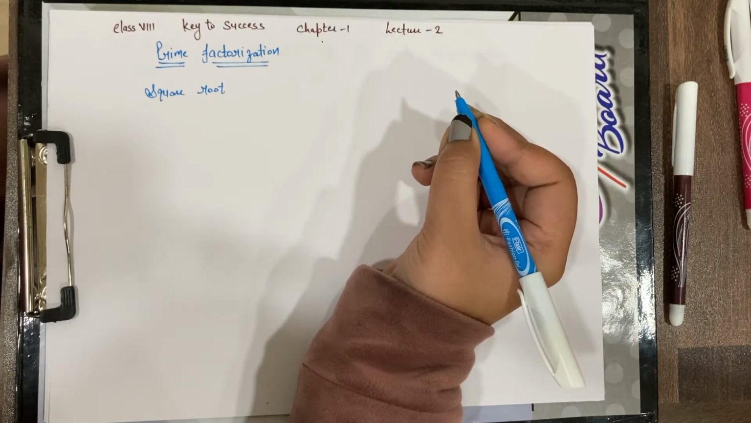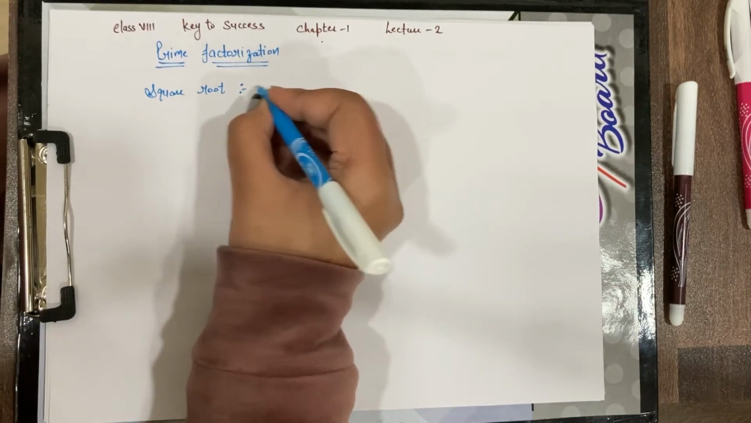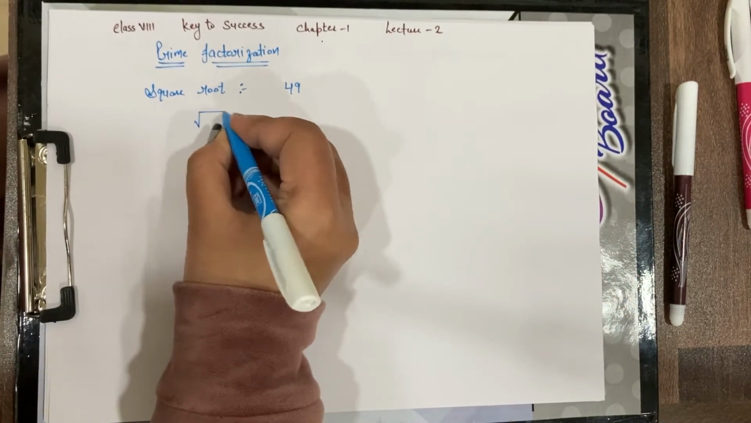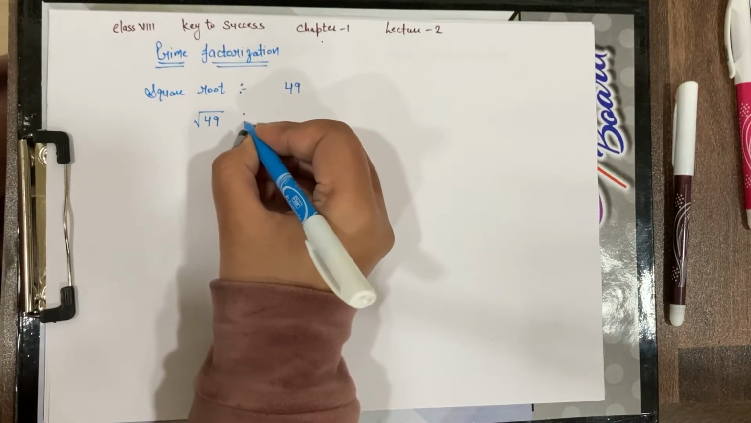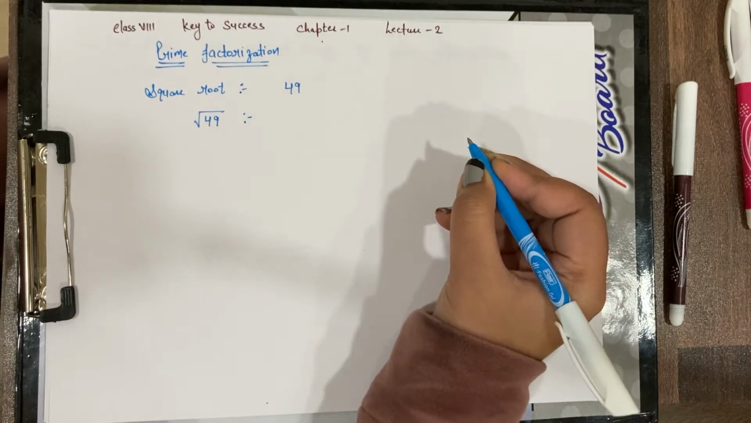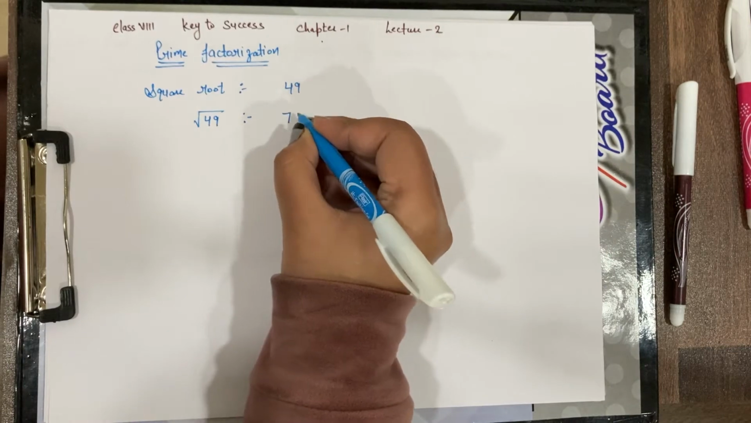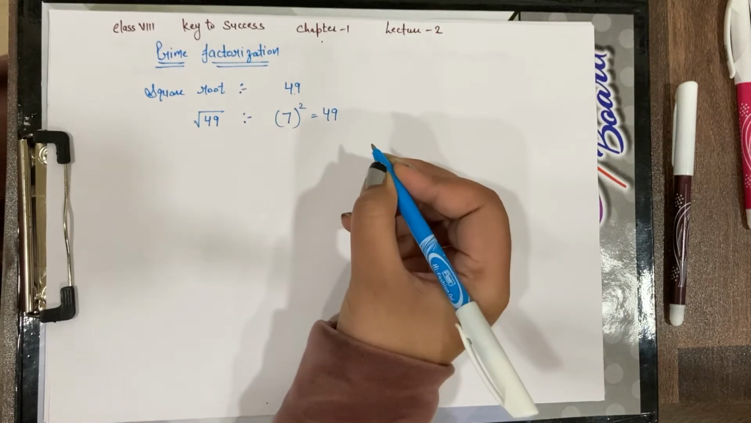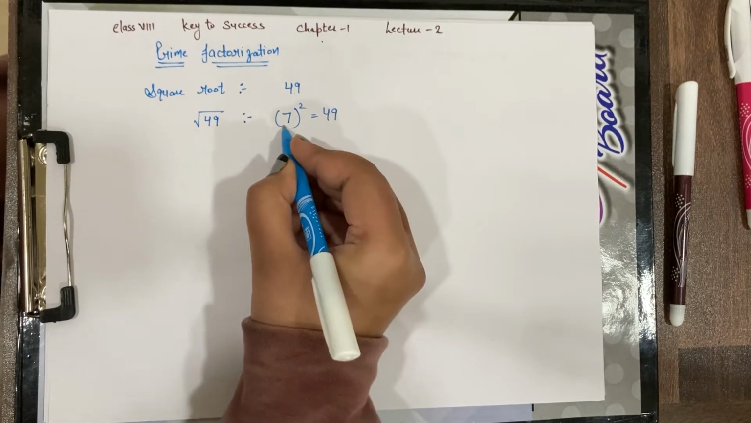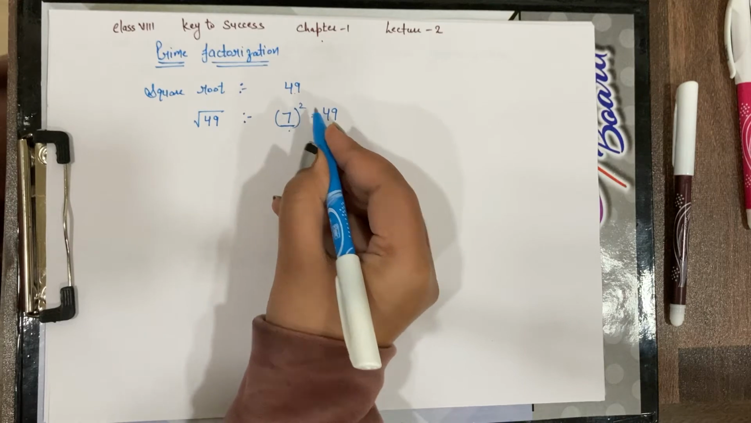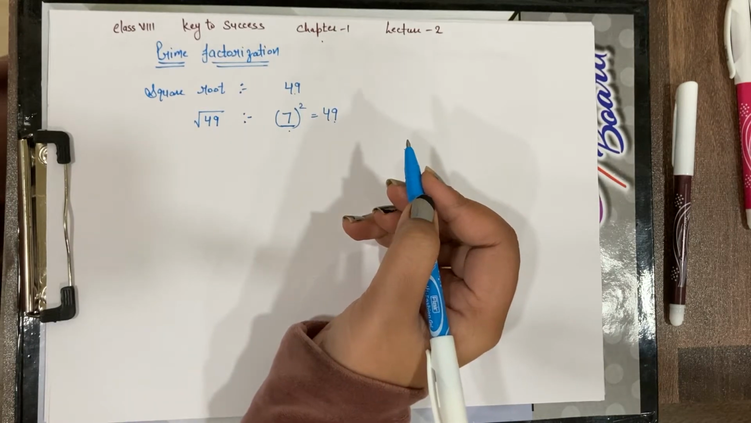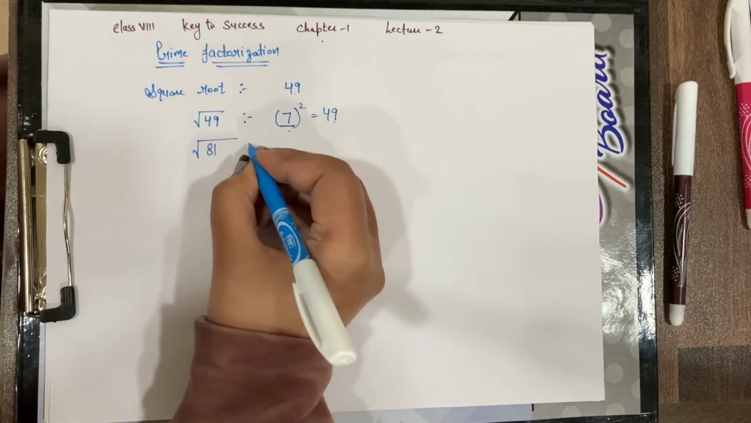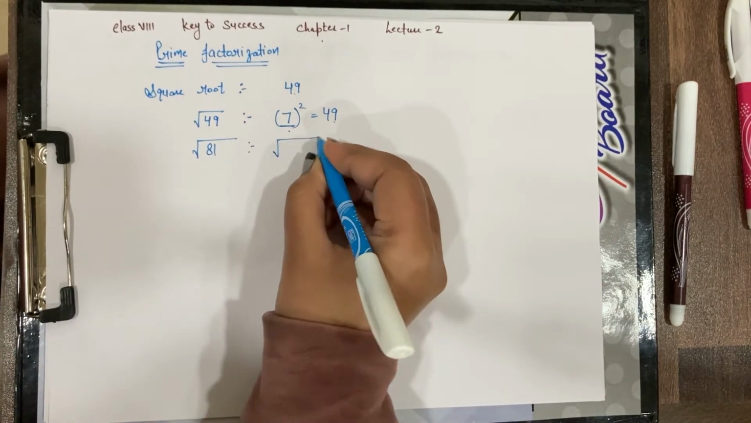For example, you are given the number 49 and the question is to find the square root of it. That means we have to find a number which, if we square it, we get the answer 49. Similarly, let us say 81. You have to find the square root of 81.